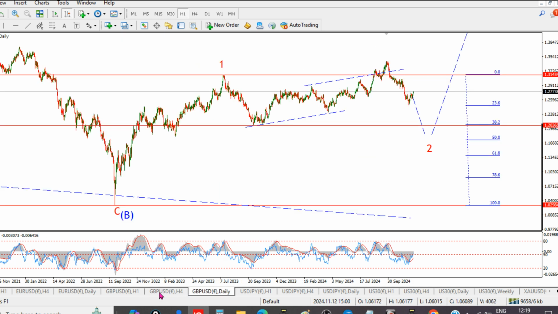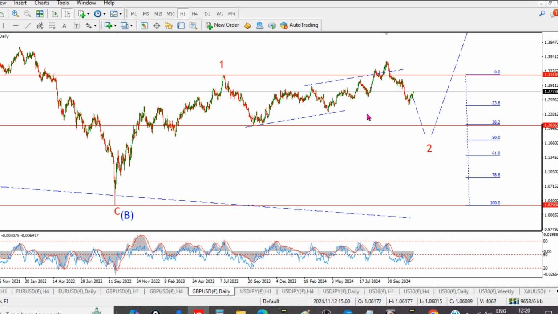Okay, here is cable. This is the daily count. You can see wave 1 up is done. Wave A, B, C in wave 2. We're tracking this C wave down in wave 2, just like in euro dollar, except in cable, we have not hit the minimum target here.